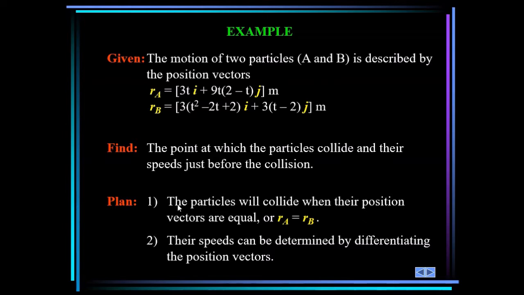So, game plan for this one, there's two different things we're going to think about. One, the particles will collide when their position vectors are equal. So we need to set these equal so that r sub A is equal to r sub B, and that's when they will collide. That's when they're going to intersect. Two, their speeds can be determined by differentiating these position vectors. So we can start with our position vectors, set them equal to each other, do a little bit of calculus in order to differentiate these, and then from that we can get our speeds.